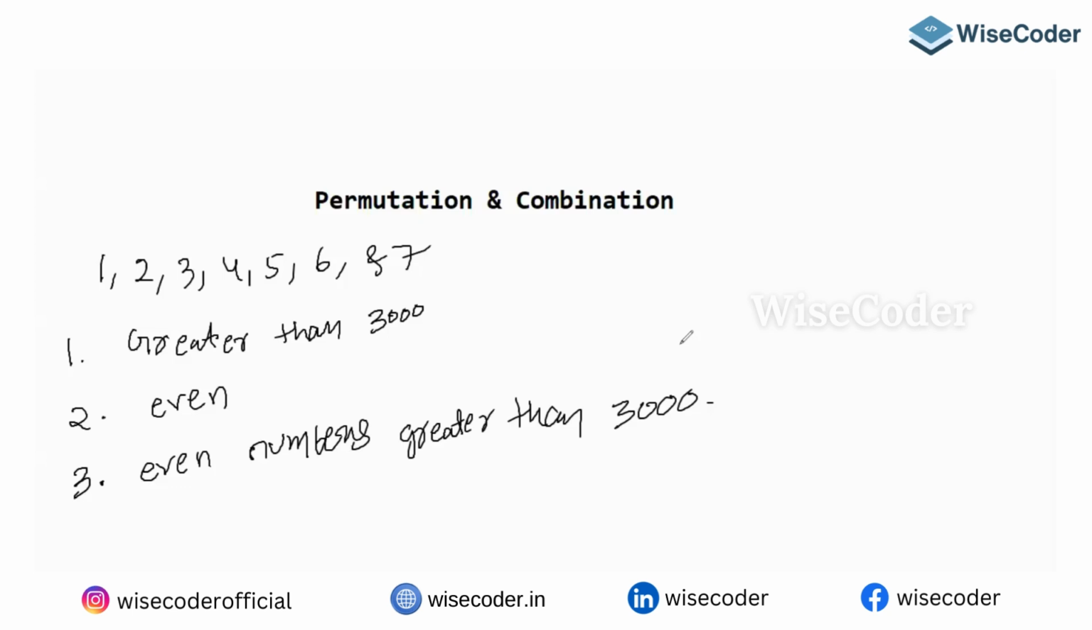We'll try to solve 1, 2 and 3. What are the digits we can use? I can use 1, 2, 3, 4, 5, 6 and 7, without repetition. So let's talk about greater than 3000. You want a 4-digit number, right? So take four positions, 1, 2, 3 and 4.